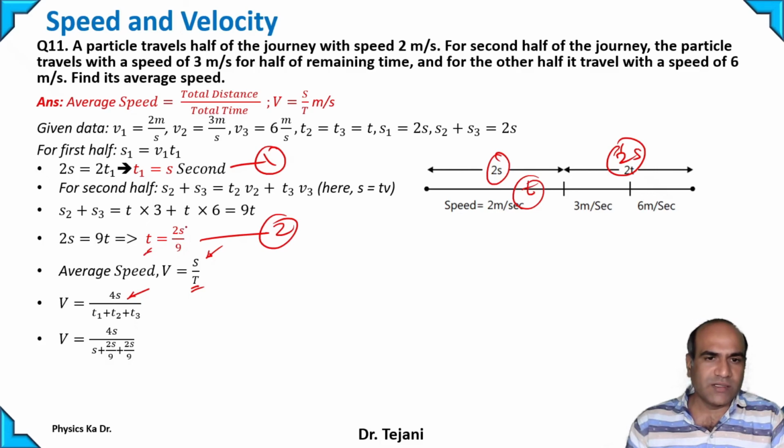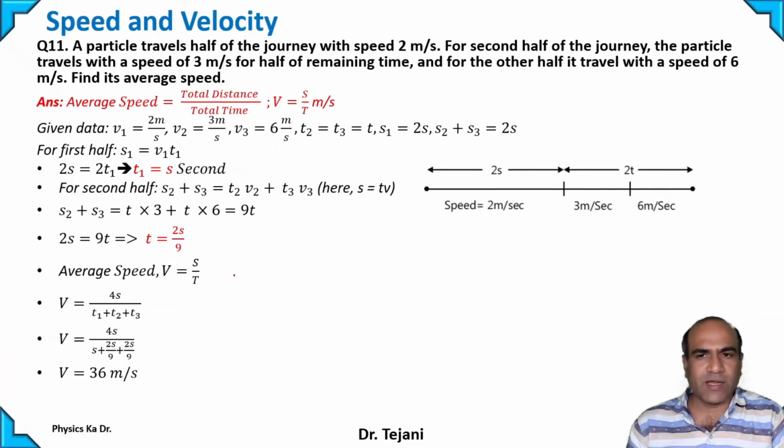Small t is 2S by 9. T1 is equal to S, T2 is equal to 2S by 9, you need to take 2 times. S will be cancelled out. And the final answer is 36. You can solve this and you will have the correct answer.